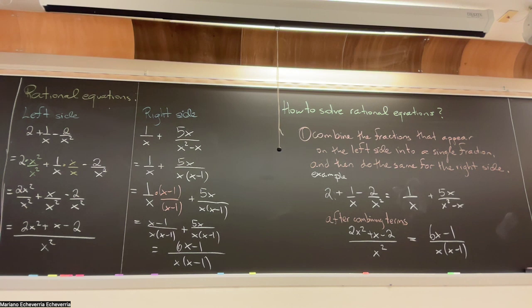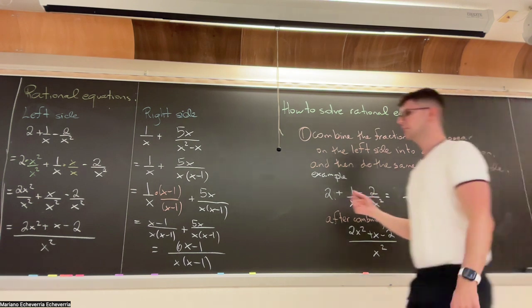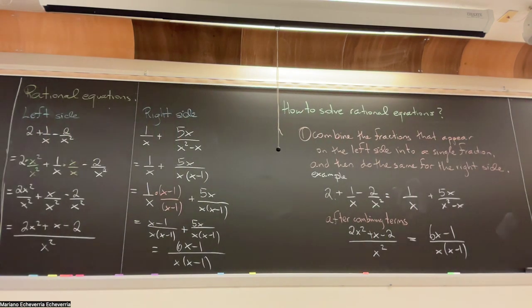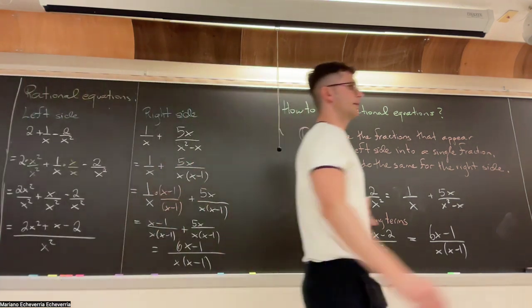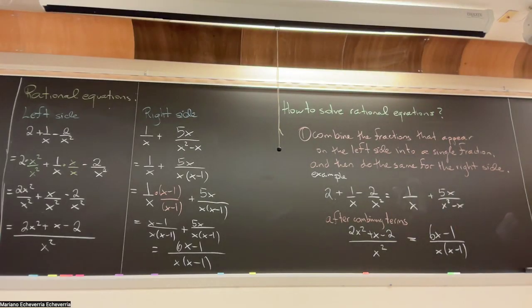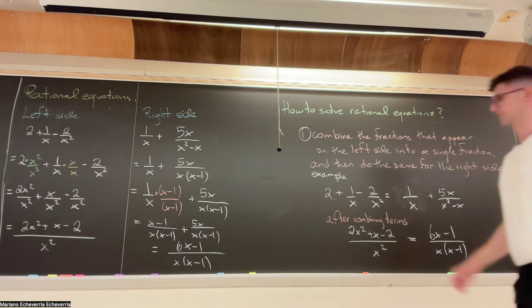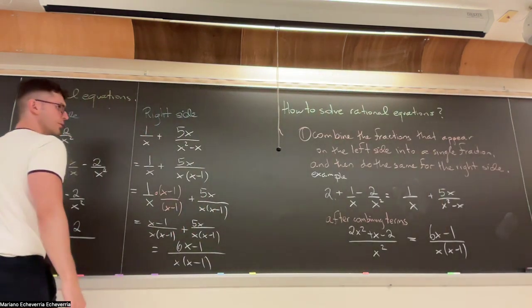So what do you do after you get to this step when you have a fraction on each side of the equation? What you do is basically multiply both sides of the equation by the denominators that appear on each side. So basically, you want to get rid of the denominators. So let's call this step 2.